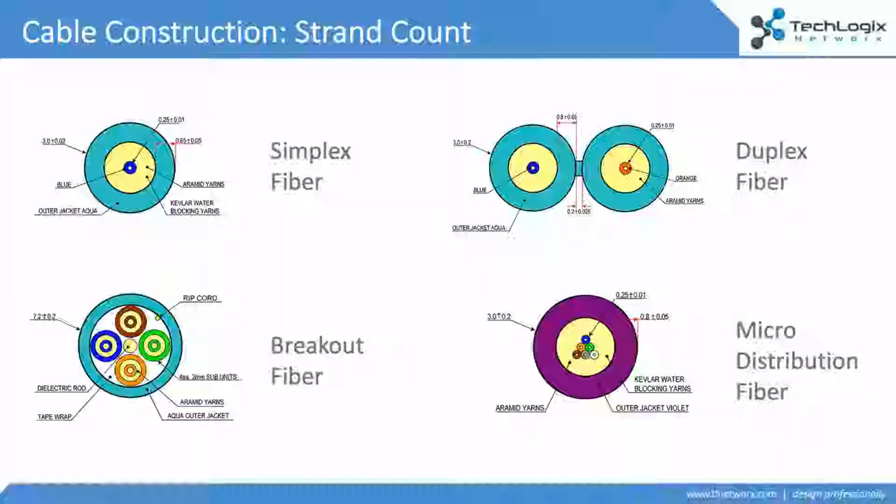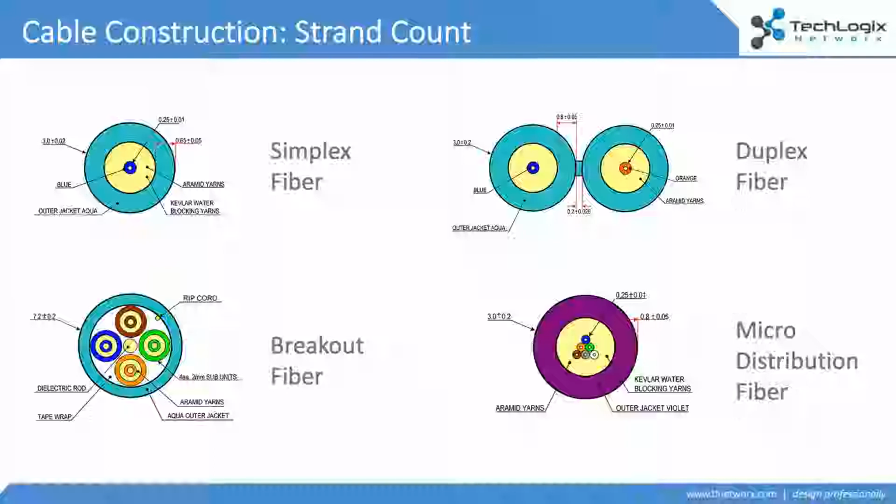So just two different types of cabling that you can design your systems with. Simplex one strand, duplex two strands, and then you get into the multi-strands of breakout fiber, micro distribution fiber. And when I say multiple strands, I really mean a cable the size of a pencil. You could have 6, 8, 12, 24 different fibers.